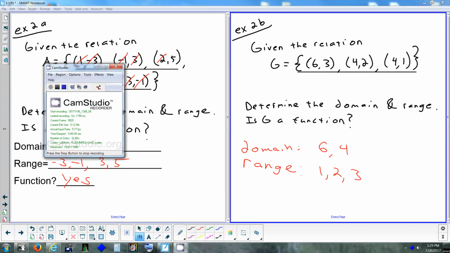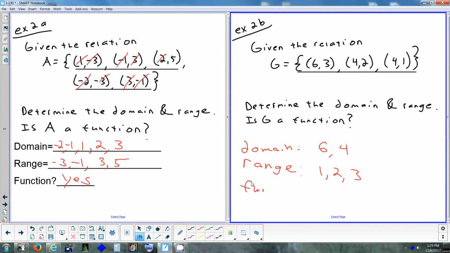Okay, so can someone remind me again, where was the repeat? In the domain. So it's not a function. Right. If you have a repeat in the x's, you do not have a function. Is it still a relation? Is this still a group of ordered pairs? Yes. In fact, it says it's a relation, but it's just not a function. Still a relation, not a function. So the repeat? Four and four. Okay.